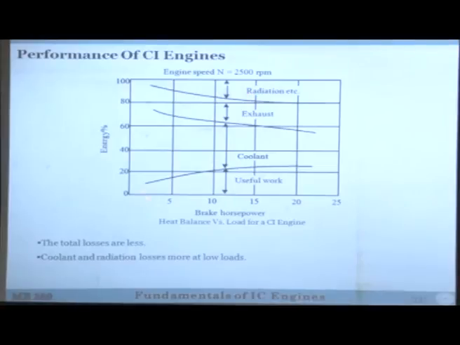Now coming to CI engine, this is the brake horsepower given here. You see this is the useful work, this is the coolant loss, this is the exhaust loss. You can see that in the SI engine the exhaust loss was increasing with the speed, but in CI engine it does not increase so much. And then radiations increase in the CI engine. So total losses are lesser compared to SI engine, and coolant and radiation losses are more at low loads.